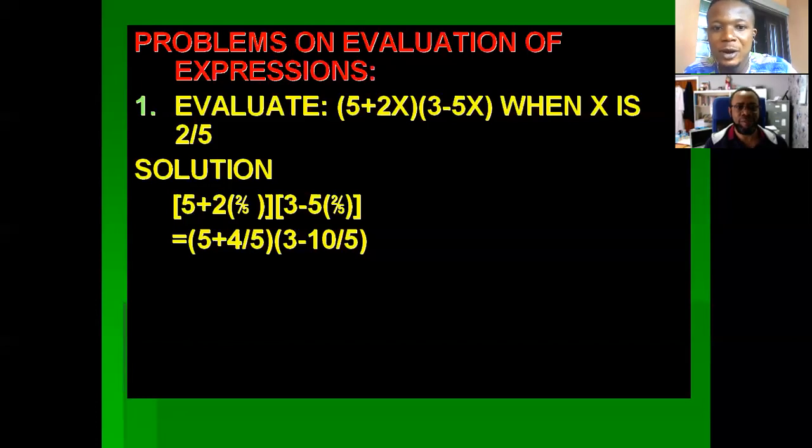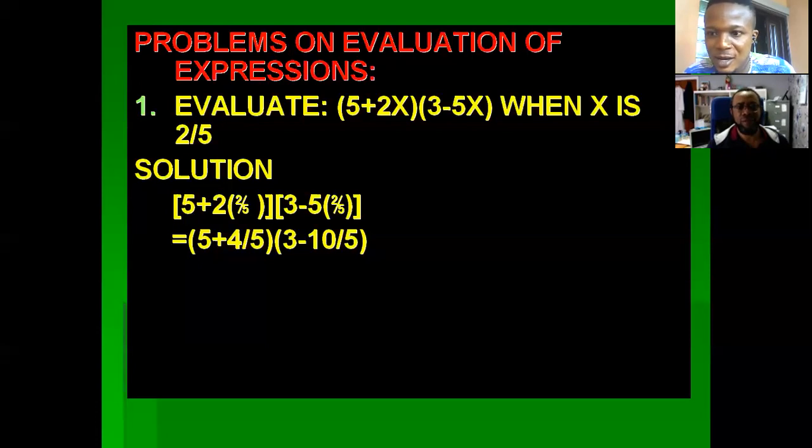Another bracket opens where you have 3 minus 5 as a whole number times 2 over 5. That 5 as a whole number can be called 5 over 1. Then times 2 over 5. The 5 on top multiplies 2 on top to give us 10. The 1 down multiplies 5 to give us 5. That's how we got 10 over 5 there.